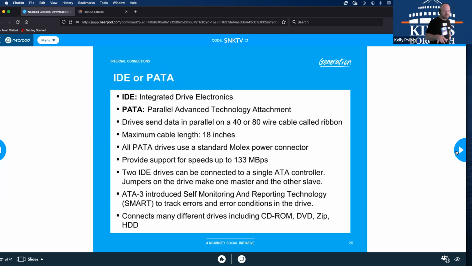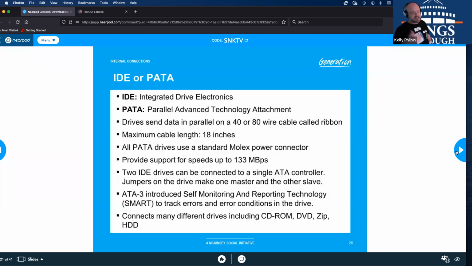All of them, of the PATAs, use the Molex, the 4-pin power connectors. Sometimes there's a mini Molex, which is a little bit smaller, but for the most part, it's that big 4-pin connector. Support speeds up to 133 megabytes per second. Do you need to remember that? No.